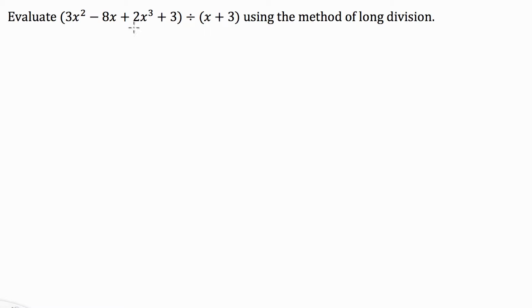So I'm going to rewrite this as 2x cubed plus 3x squared minus 8x plus 3. So that's this rewritten in descending power form. Then I'm going to put it under a division sign. So we've got this divisor, and this is being divided by x plus 3.